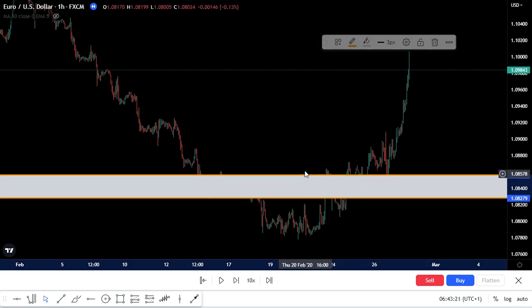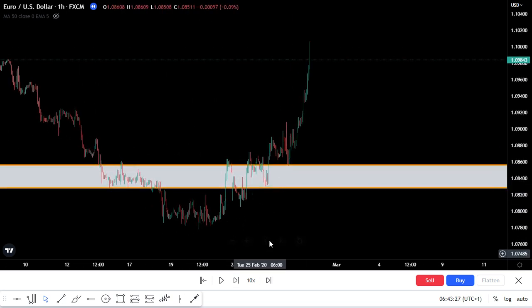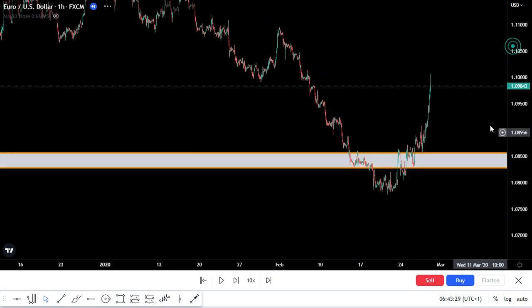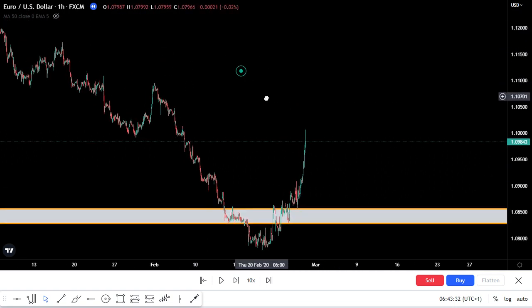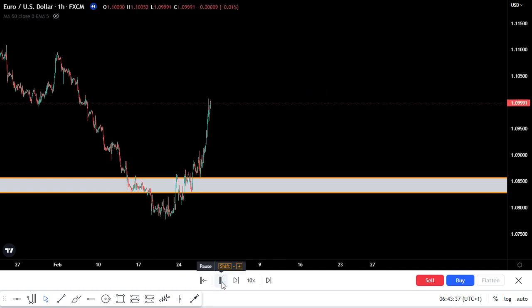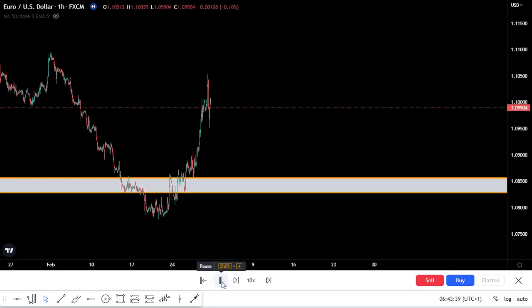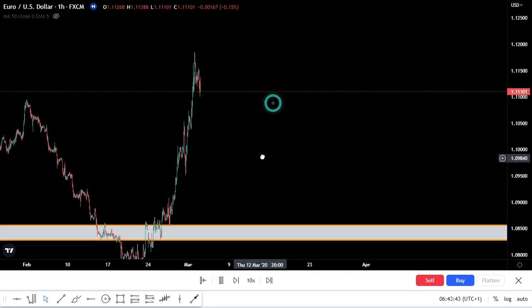So now if you look, the price bounced back into our level and the price is actually pushing up. So let's see if we are going to get another retest of this level, or maybe another resistance level above. So let's play and see how the price actually plays out. Okay, the price is up now.